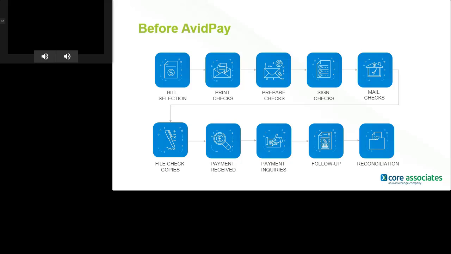So this is the last slide that I'm going to present for the moment before we actually jump into the software. And you notice here, the reason why I wanted to highlight this is because there are 10 steps involved with respect to actually cutting a check manually. There's the actual check selection process itself. There's printing the checks, sending them out to a physical printer, preparing the checks, having the checks signed, mailing the checks, putting these in envelopes, filing check copies, payments received. So we confirm the payment, we do a payment inquiry, we do any follow-up associated with it, and then we do the reconciliation.